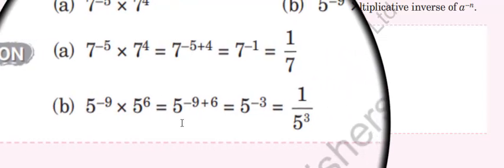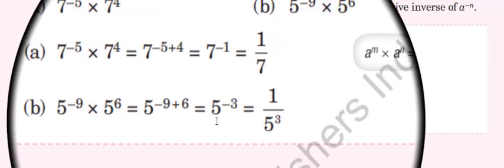1 upon 7. Similarly 5 raised to the power of minus 9 into 5 raised to the power of 6, this comes out to be equal to 5 raised to the power of minus 9 plus 6, which is 5 raised to the power of minus 3. And since I will never keep my answer in a negative exponent, always I have to give my answer in a positive exponent. That's the correct way of expressing the exponential form. So I will write 1 upon 5 raised to the power of 3.